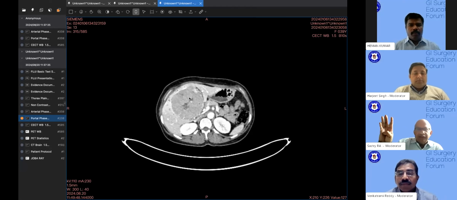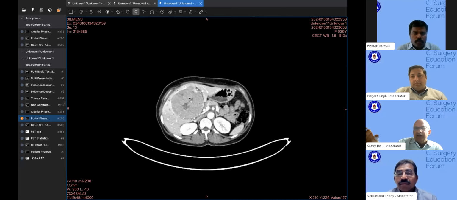The location, the number, the margin, going from the periphery to the center, and calcification, and then the surface, density of it, and the effect on the surrounding structures, and if there is a central scar. There are these seven or eight features which you should go through in a sequence. That is important. And when you look at the whole picture, it doesn't appear to be a classical HCC.